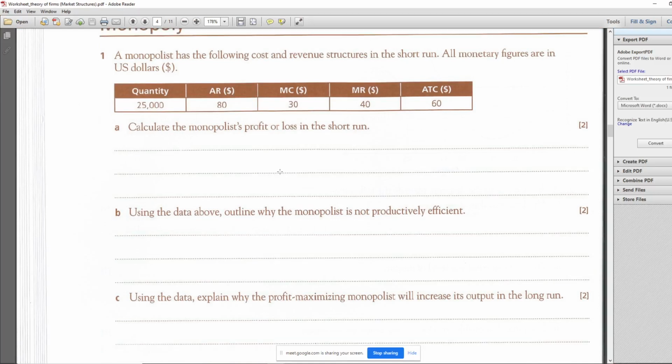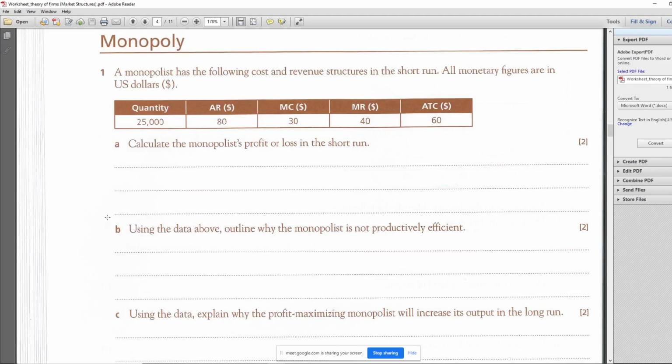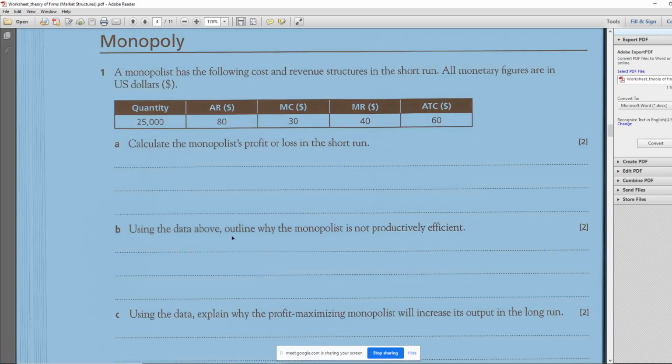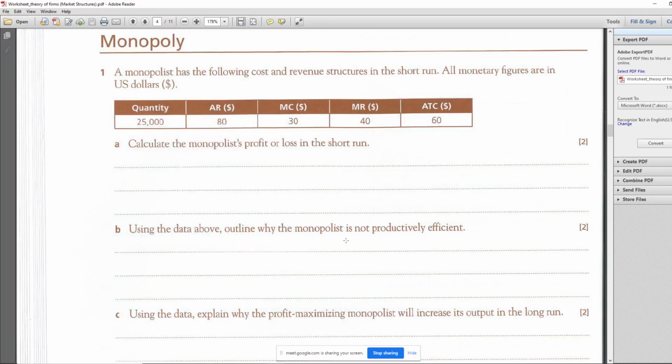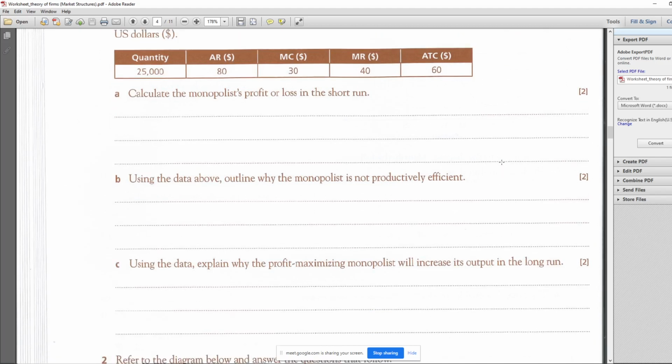Okay, what about question B? Using the data above, why is the monopolist not productively efficient? This one could be a little bit more tricky. So anyone who can answer this question? When we are looking at the data here, we know that the monopolist is not productively efficient. Why?